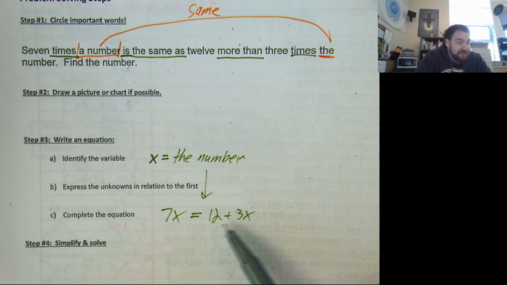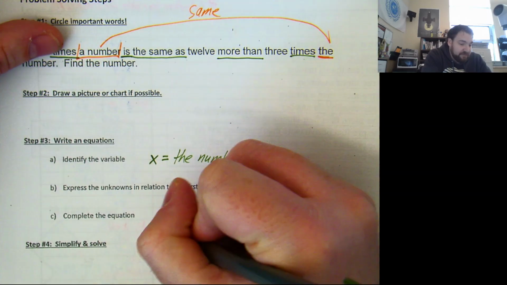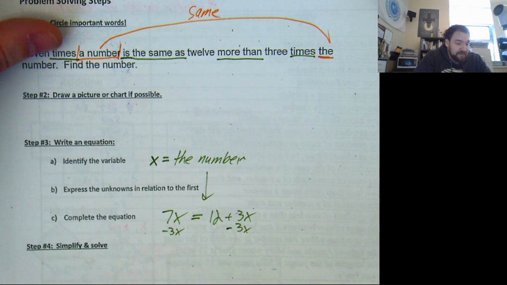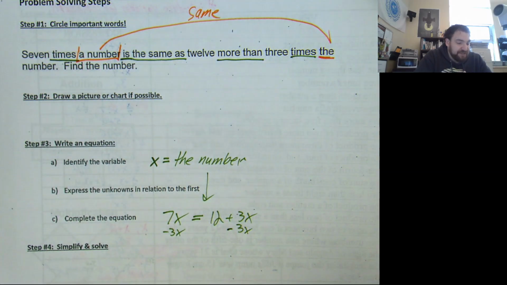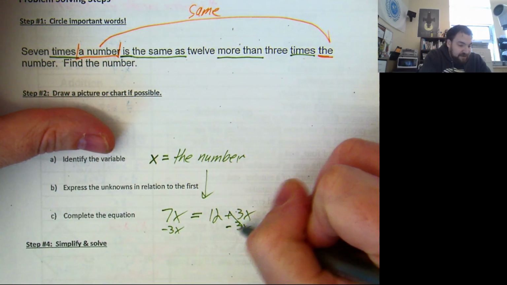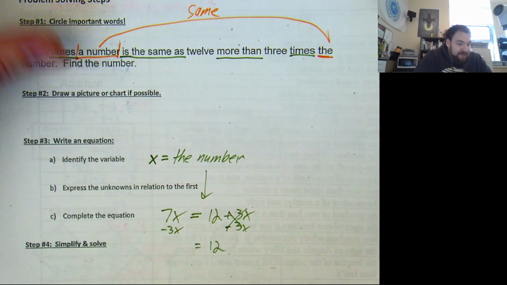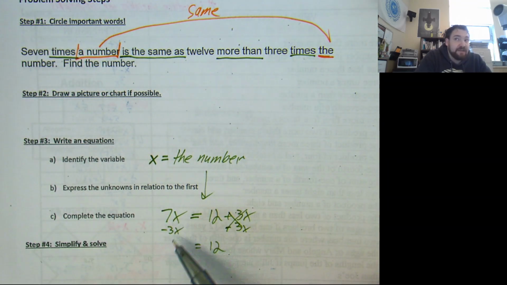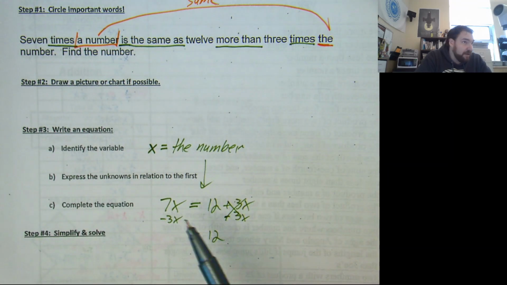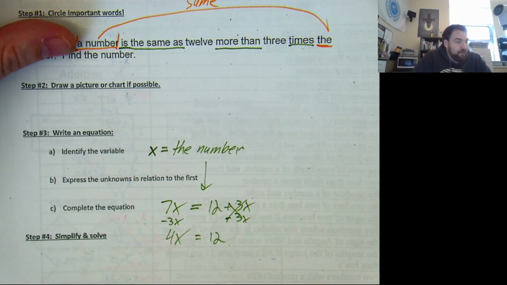How do I solve this thing for x? Because I have 12 plus 3x, we're going to take away the 3x on both sides, to move all the variables over to the same side. Positive 3x minus 3x, gone. Leaves us with just 12 on that right-hand side. 7x minus 3x is 4x. And now I want to get x by itself.